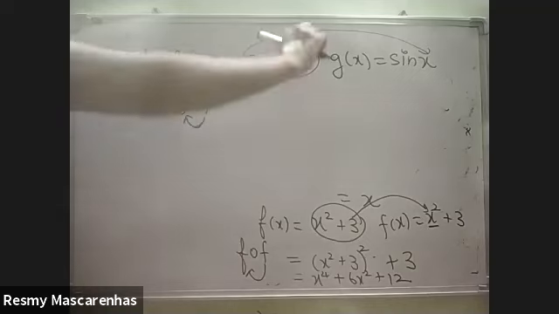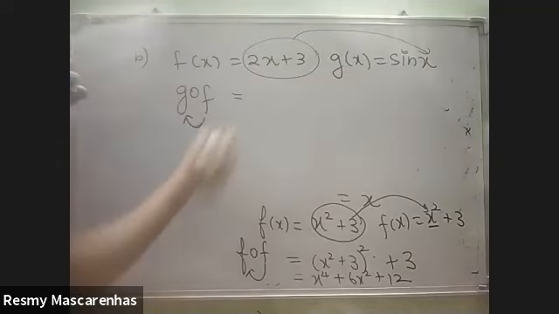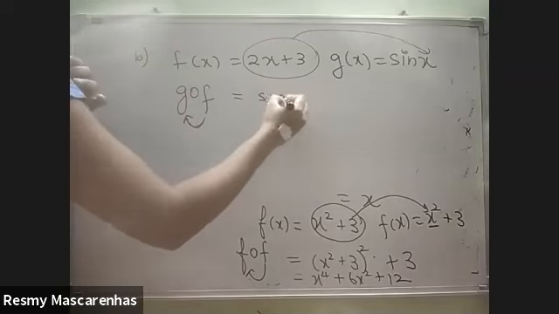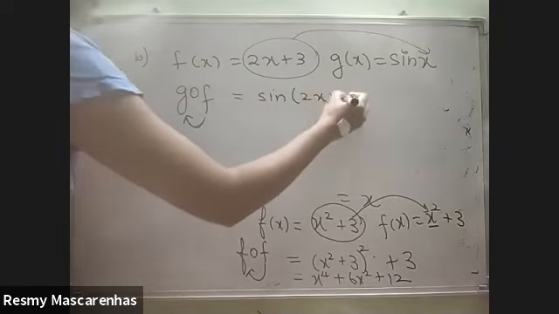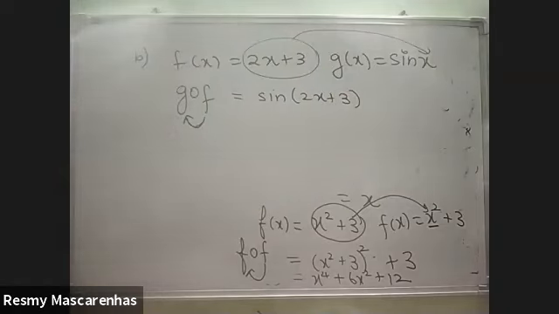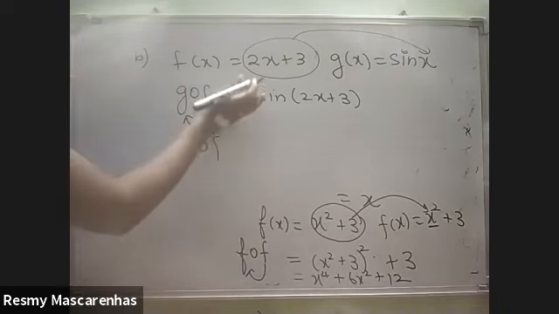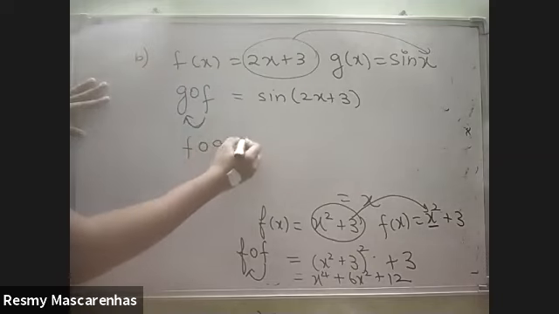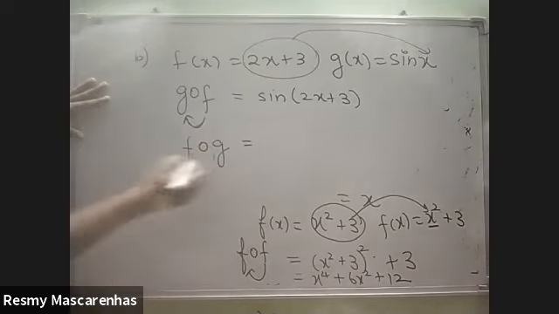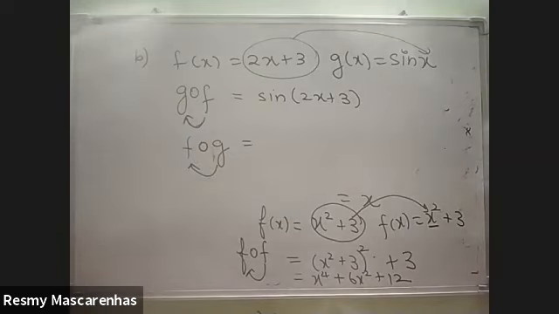F we are substituting in G. So it will be sine of 2x plus 3. So this is the answer. Same way, FOG. Now G you have to put in F. First one, anyone having doubt?